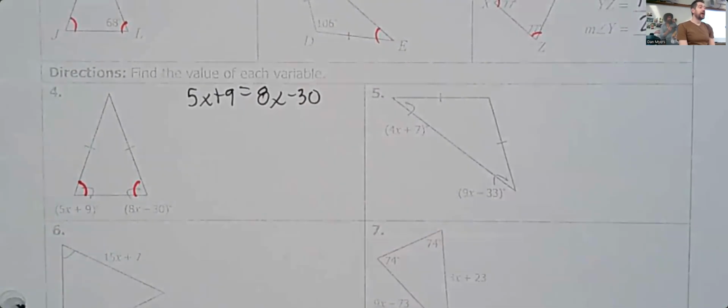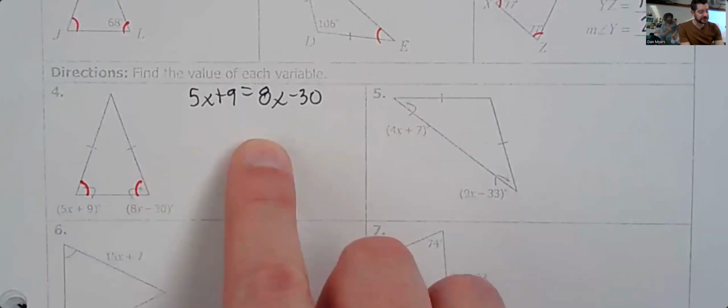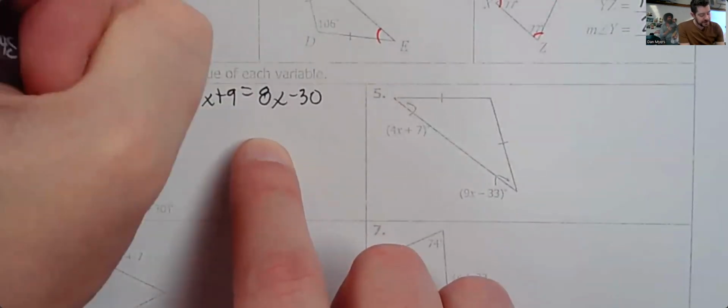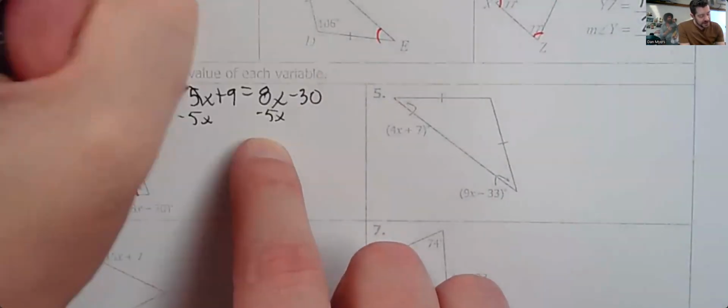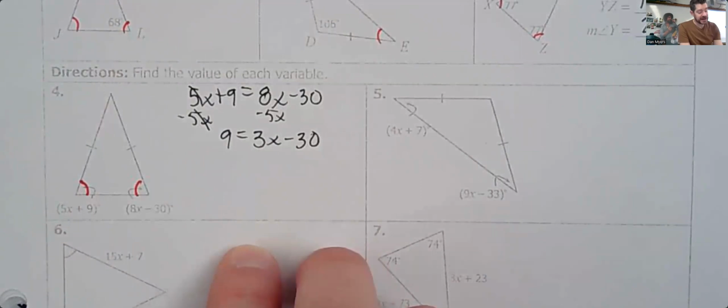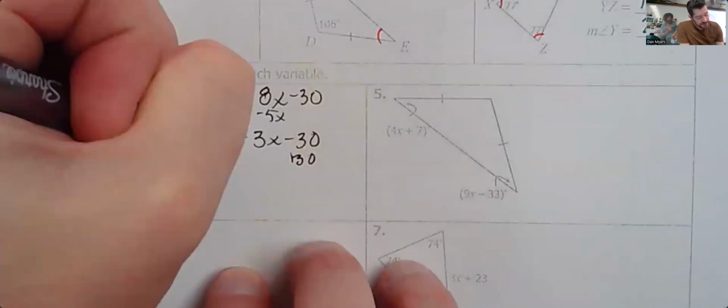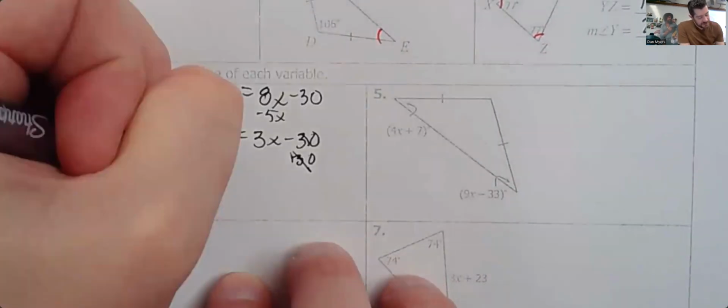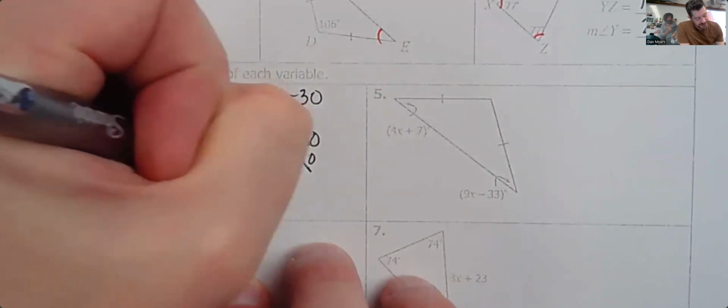If I was doing this one on my own, I would actually write 8x minus 30 equals 5x plus 9 because I like to have the larger value of the variable on the left, but this is fine. So I'm going to subtract 5x from both sides, and that'll give me 9 equals 3x minus 30. And then we can go ahead and add 30 to both sides, and that's 39 equals 3x.